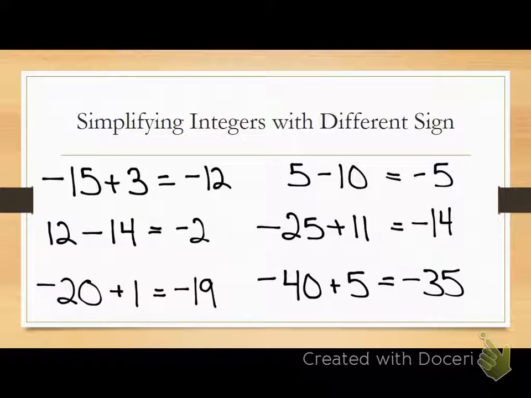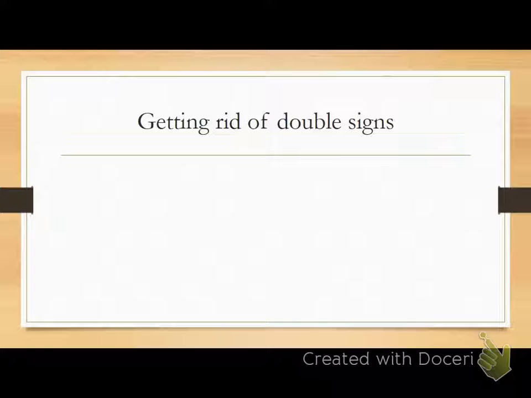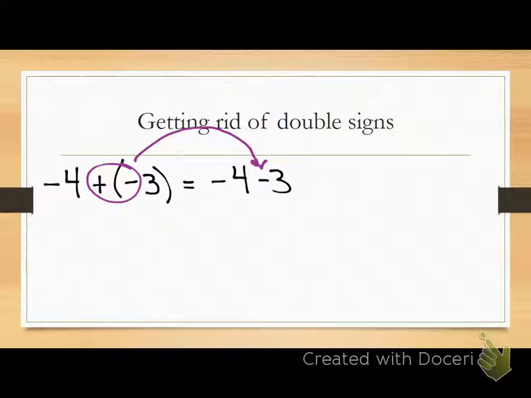Now let's talk about double signs. Getting rid of double signs. Okay, negative 4 plus negative 3. Negative 4 plus negative 3. We have this plus a negative. Okay, the plus a negative changes to just a negative.